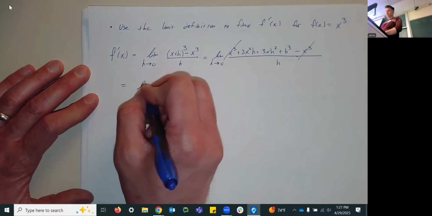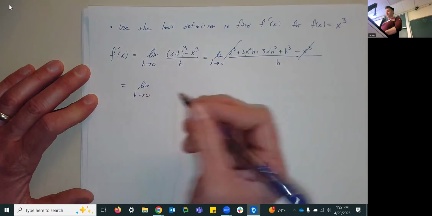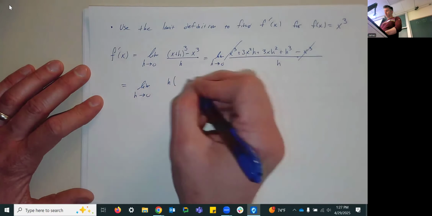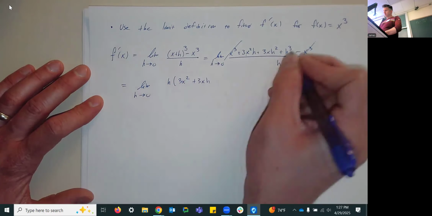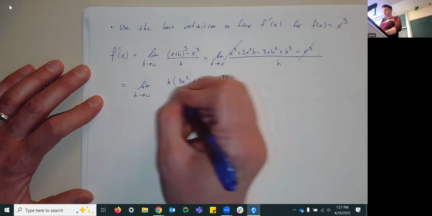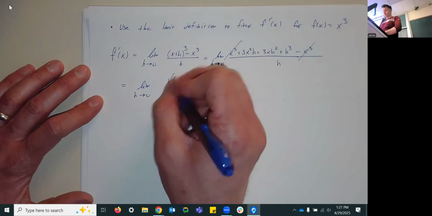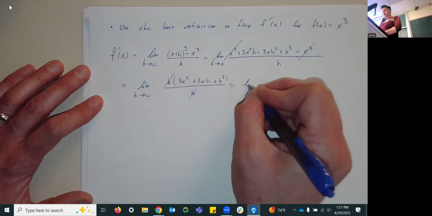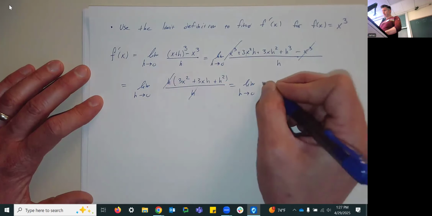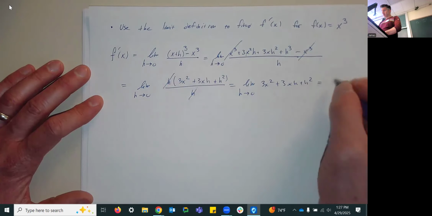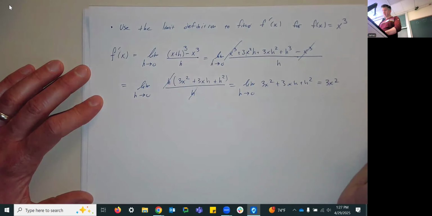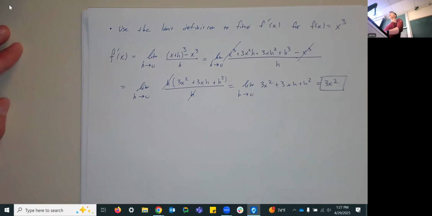Every remaining term has an h in it, so we can factor out an h, and we're left with 3x squared plus 3xh plus h to the second, divided by h. The h's divide to 1. We're left with the limit as h goes to 0 of 3x squared plus 3xh plus h squared, which is going to be 3x squared plus 0 plus 0. So the derivative of x cubed is 3x squared.